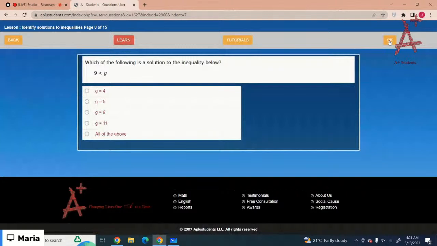Okay, which of the following is a solution of the inequality? 9 is less than g. Which number is greater than 9? 9 is less than 4? True. 9 is less than 5? True. So two of the options. I don't know what's wrong with the options or the answers. Basically here the only two, 9 is less than 4 and 9 is less than 5, they both are the correct ones. Got it?